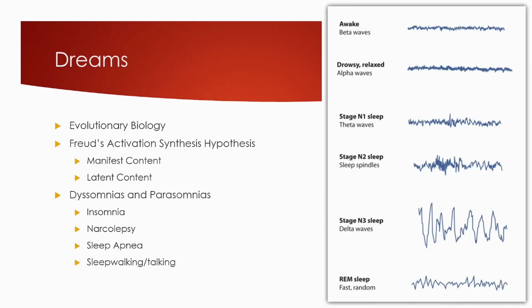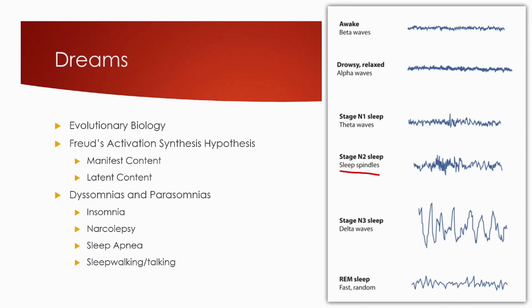Now, you can see right here, this is how our brain waves look. Right here, you can see the sleep spindles. This is probably the only one that you absolutely have to know, like, a pattern. So try and look at this, memorize any sort of pattern you can see. With that, moving on, let's move on to dreams.